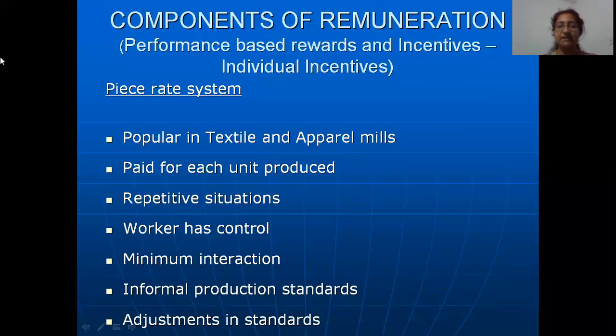Piece rate system works best when the worker has all the control over the work that he's doing and does not have to depend upon another person for information or interact much with other people for information. However, the disadvantage of a piece rate system is that workers will start setting informal production standards. So what they might do is start setting their own norms for doing the work, which the management may not accept.